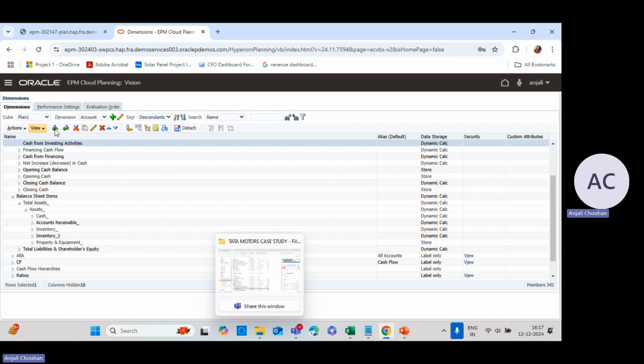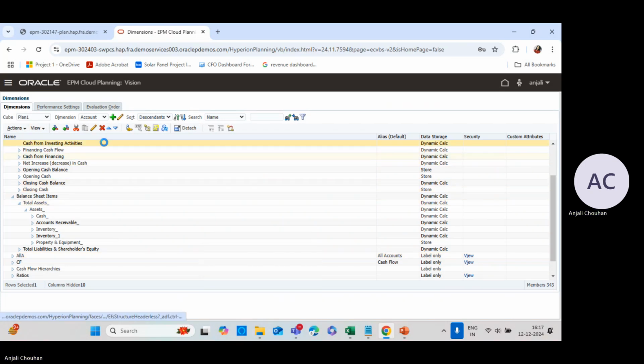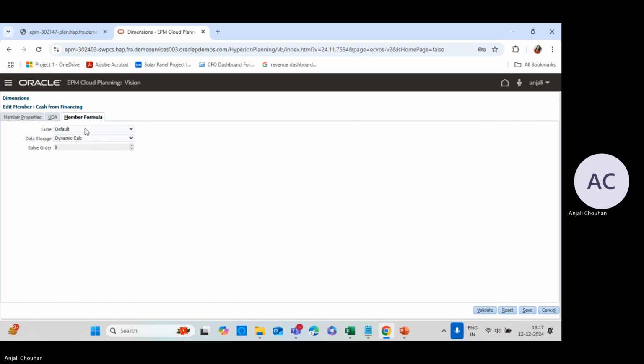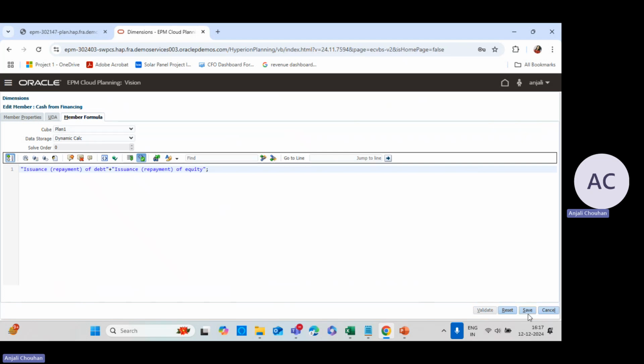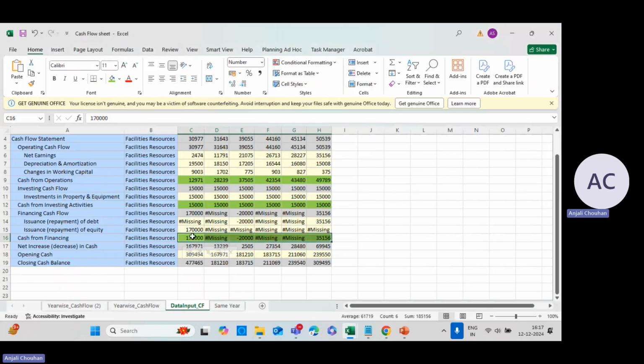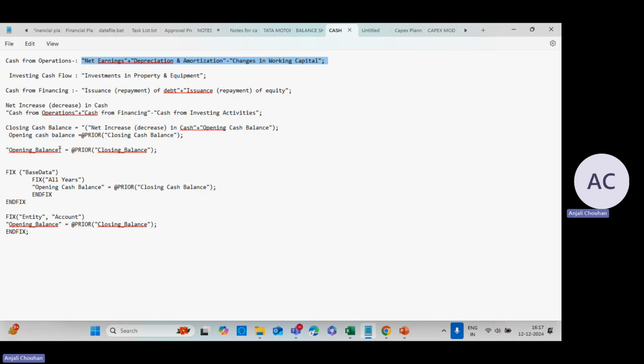Let's see if any member formula I have applied here. Here the issuance repayment of debt plus issuance repayment of equity will give us the total of cash from financing activity. So it is validating, and save. Now, if I need to calculate the net increase or decrease in cash, this is the final formula which I have applied here. I have taken all the three activities for calculating the net increase or decrease in the cash. That is cash from operations plus cash from financing minus cash from investing activities.